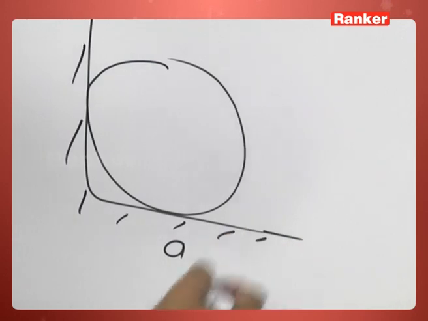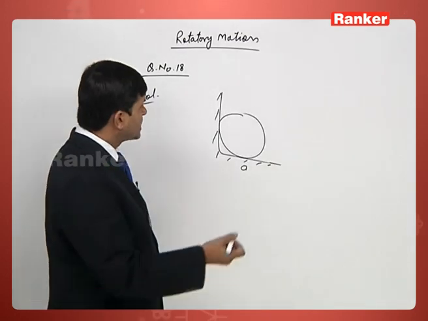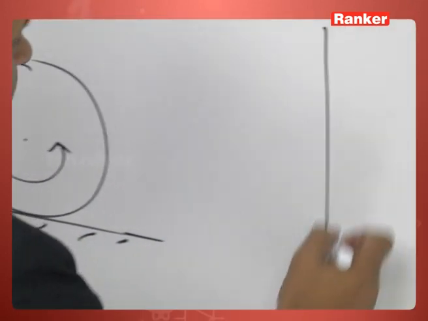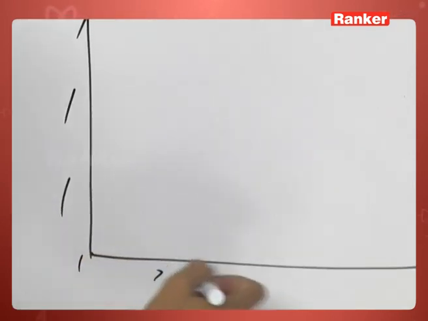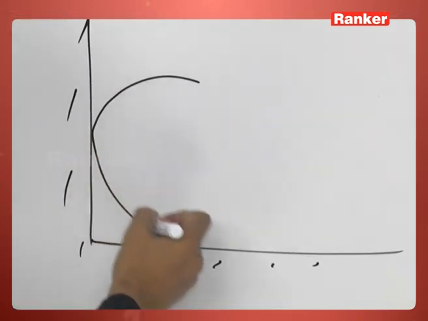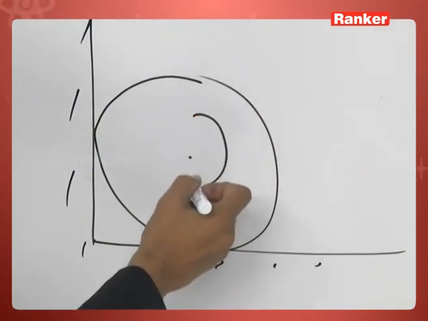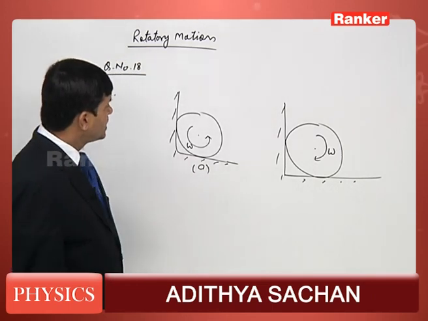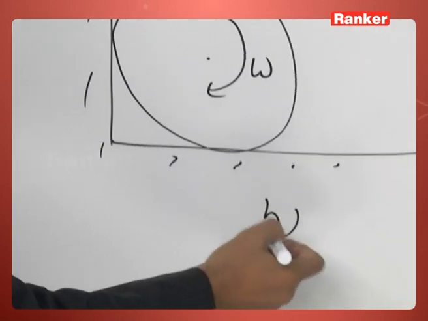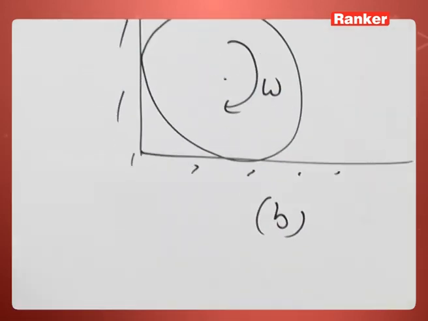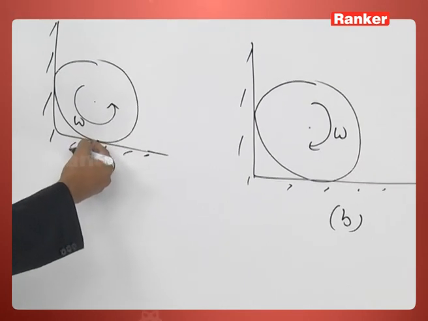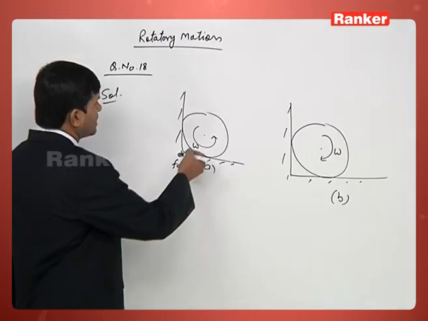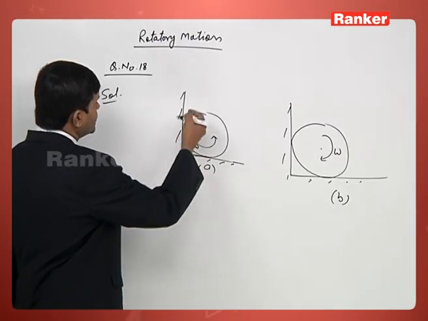In this situation, a sphere is rotating in the anti-clockwise direction, while in situation B, the sphere is rotating in the clockwise direction. Now, if we make the FBD in these two situations, this point of contact has a tendency to go in that side. Here the friction Fa acts in this direction.